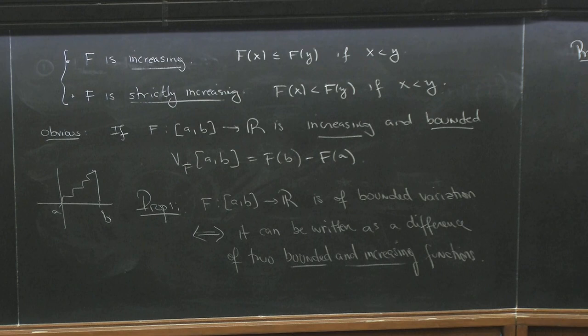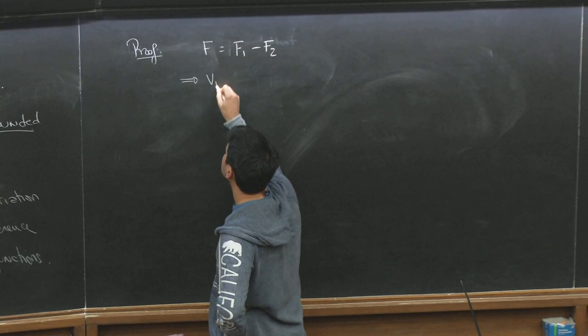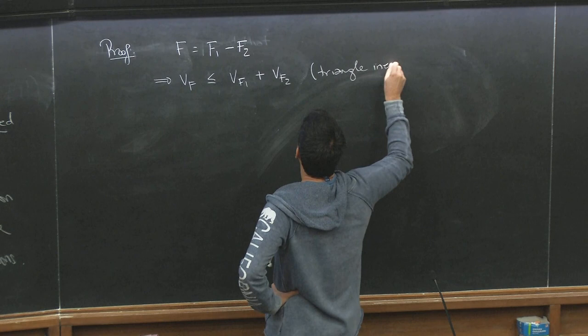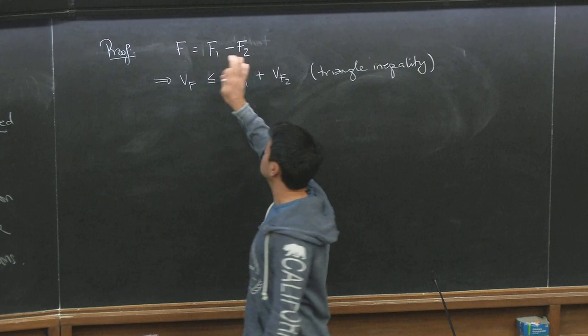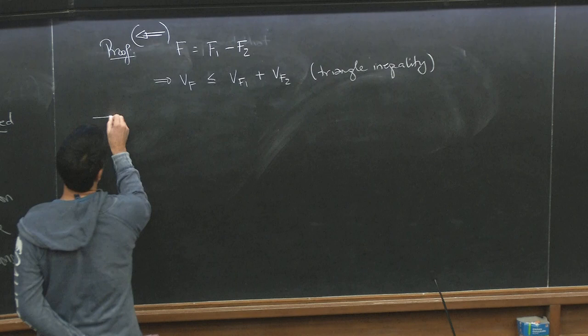Well, if your function f is the difference f1 minus f2, where f1 and f2 are bounded and increasing, of course this implies that the variation of f is less than or equal to the variation of f1 plus the variation of f2. This is just by triangle inequality directly in the definition here. So if your f is f1 minus f2, you just split this in two parts, okay? So if these two functions are bounded and increasing, meaning they have bounded variation, this difference, of course, will have bounded variation. So this is one part, and now the converse.